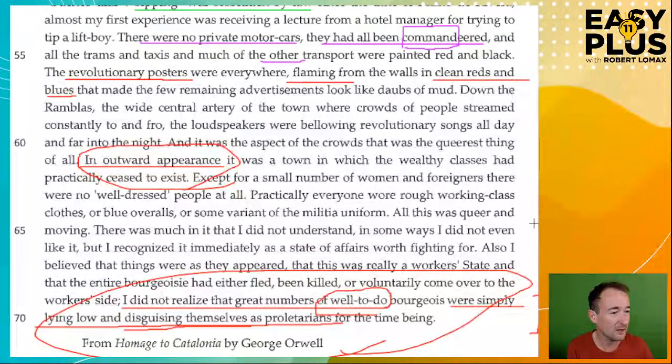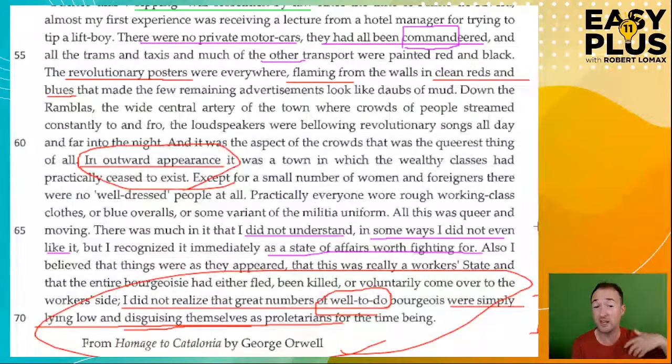Okay. "All this was queer and moving. There was much in it that I did not understand, and in some ways I did not even like it. But I recognized it immediately as a state of affairs worth fighting for. Also, I believed that things were as they appeared, that this really was a workers' state, and that all the wealthy people had run away, been killed, or had changed sides. I did not realize then that they were actually just hiding away," and we've discussed that.